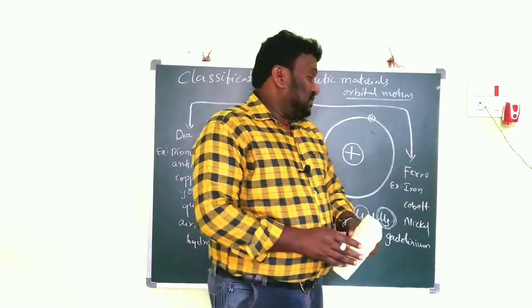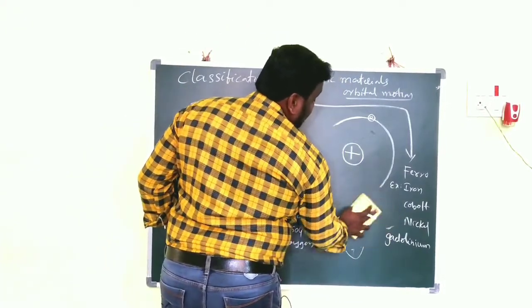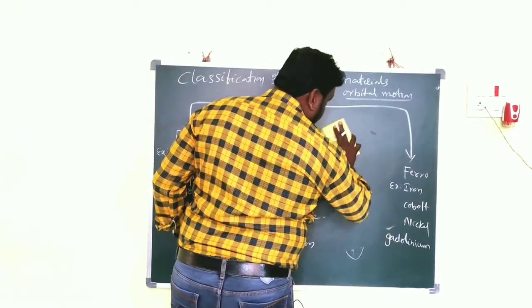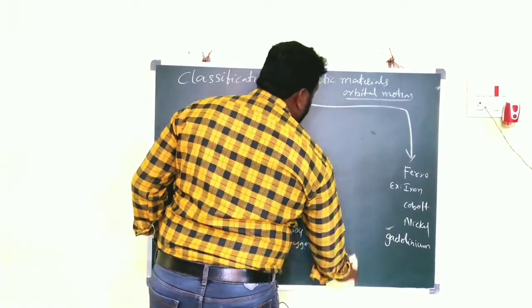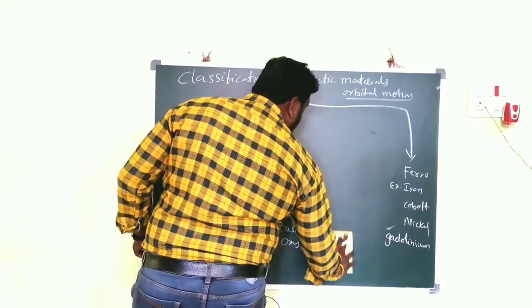Clear? Okay children, in this case on the board some examples are there. Children, the examples for the different types of substances may be asked in 2 marks questions, and in other competitive exams they are also asked many times.